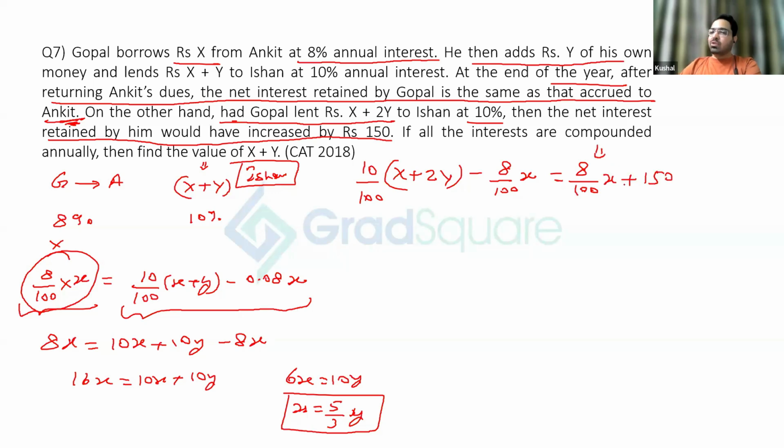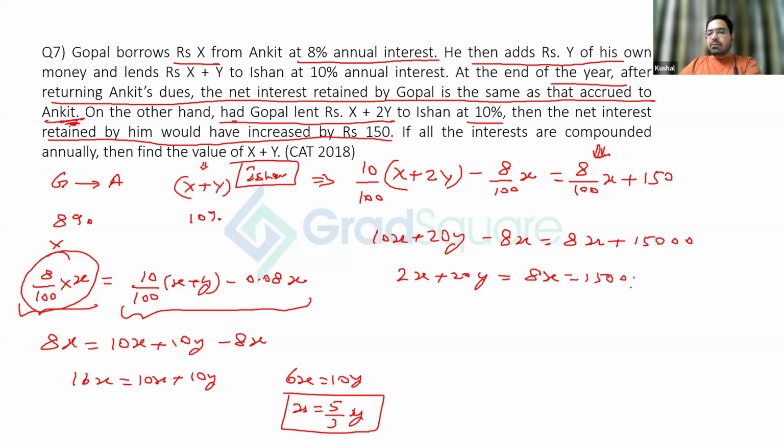This was the value that he was retaining last time, and now he's going to get 150 more than that, right? So on the left hand side is the interest he's retaining now, and on the right hand side it was the previous interest plus 150. You just have to solve this equation. So I'm taking 10X plus 20Y minus 8X equals 8X plus 15,000. That's the value I'm getting over here. Now if you solve this, you are going to get 20Y minus 6X equals 15,000.